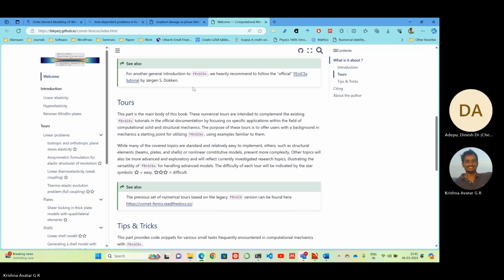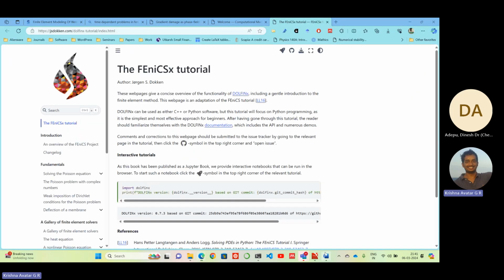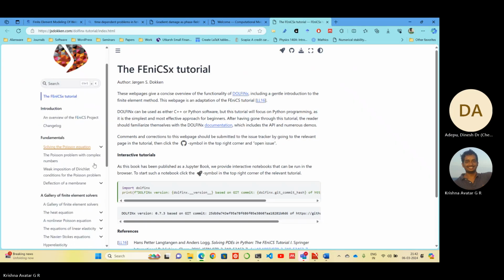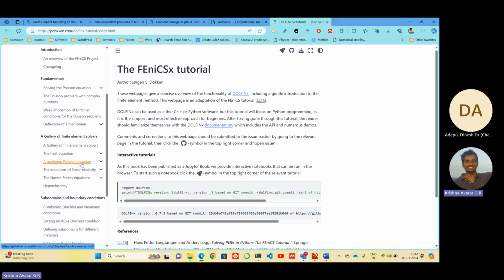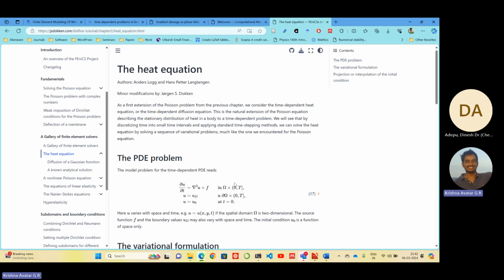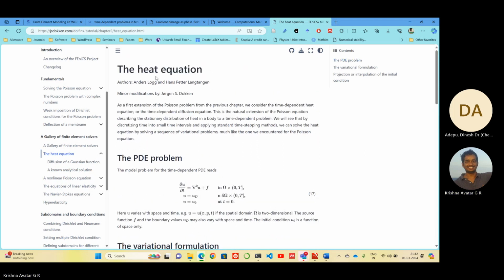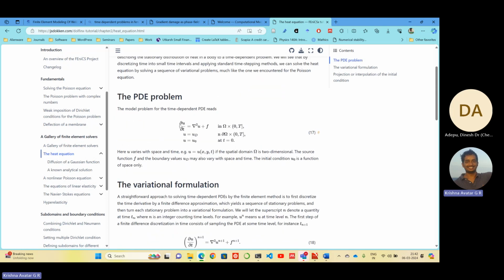Let's look at what this has to say. Actually, the word is JS Dokken, because his tutorial is the most widely used. Let's see what Dokken has to say. Did he solve any time dependent problems? If so, it will be really worthwhile for us. How did he solve heat conduction? Okay, here he solves the heat equation, you see.